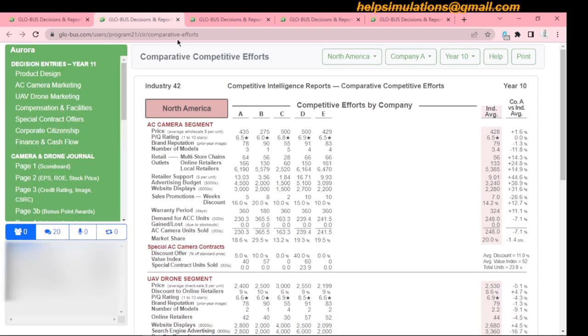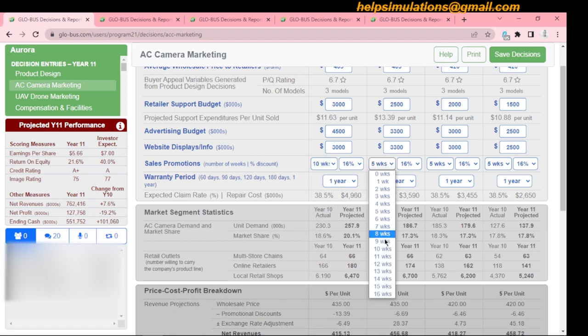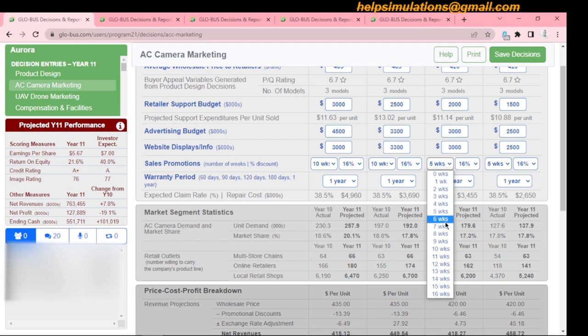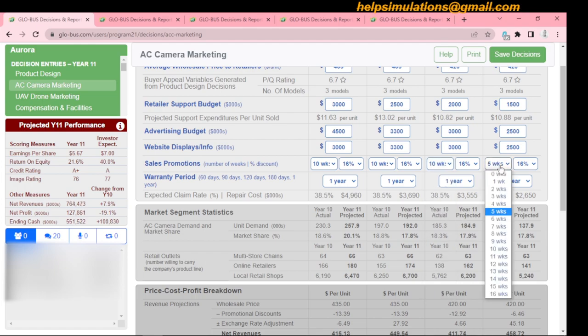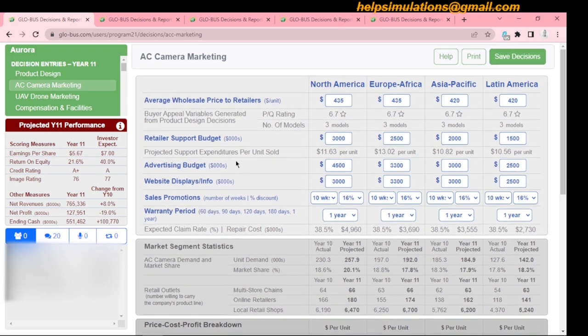So from the CCE report, you realize that most of my competitors are running discounts for almost 10 weeks while I was doing 5, which is low. So the first decision to make in this case would be maybe to match the weeks that they are running their promotions. So maybe I'll run my promotion also to 10 weeks, and then the warranty period, I'll max it up to 1 year. I think that's fine. So next we have to make our website displays, the advertising budget and the retailer support budget.